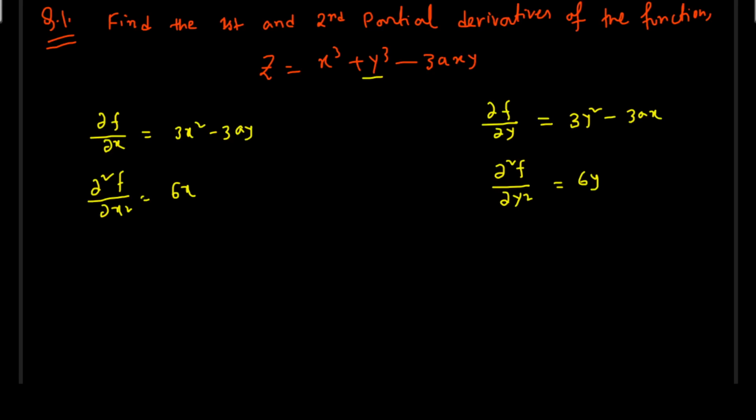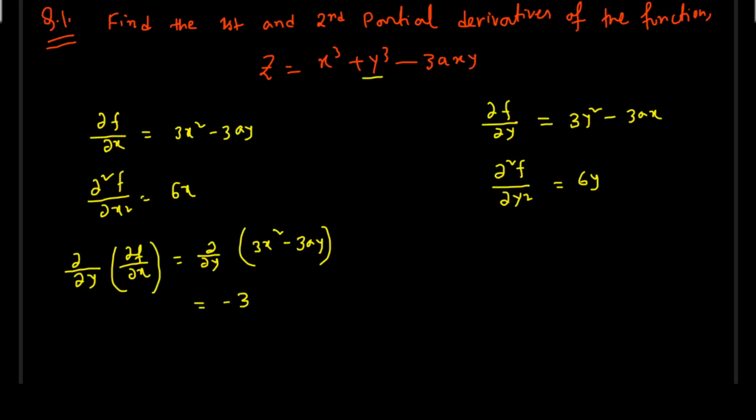But now if we take the differentiation with respect to y of del f del x, that will be nothing but del y of 3x square minus 3ay, and it will just be minus 3a, because 3x square will be 0. This is nothing but fxy, the second derivative, or you can write it as del 2f del y del x.